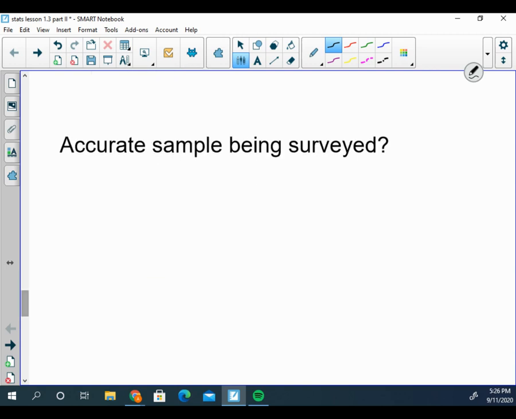And then finally, we've talked about this. I don't need to spend a ton of time here, but is an accurate sample being surveyed, right? And this goes back to, what are the problems with convenience surveying, right? If we don't get an accurate sample, like with the coyote example, our survey is not going to turn in good results.